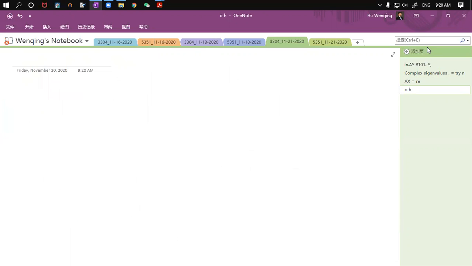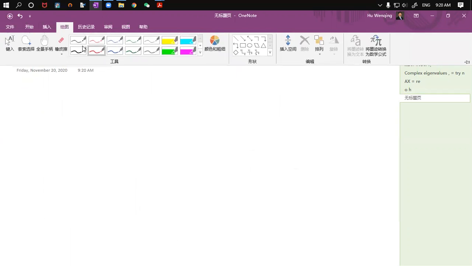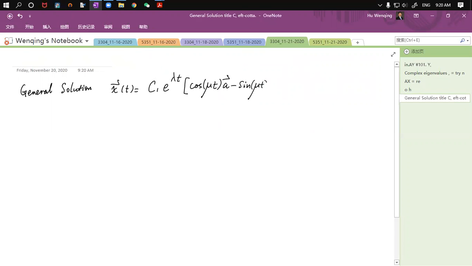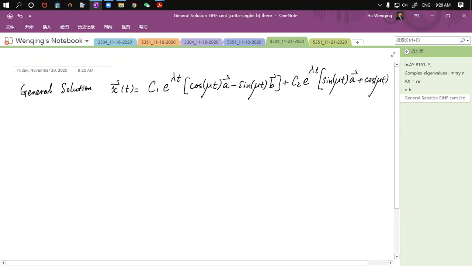So basically, you can finally conclude that the general solution is found, right? The general solution is given by x of t is c1 e to the power of lambda t, times cosine mu t multiplied by A minus sine mu t multiplied by B. And then the second part of the formula is c2 e to the power of lambda t, times sine mu t multiplied by A plus cosine mu t multiplied by B. So that's going to be the formula.